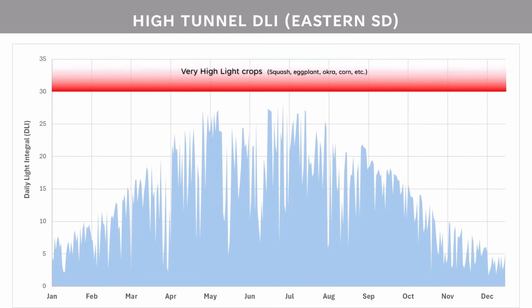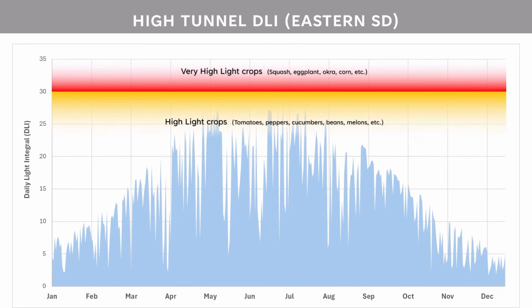Let's start off with very high light crops, like squash, eggplants, okra, or corn. They need levels greater than 30. No wonder they love our long days in northern climates. For high light crops, we have tomatoes, peppers, cucumbers, beans, melons. These values are for the fruit production stage. April through October are excellent.